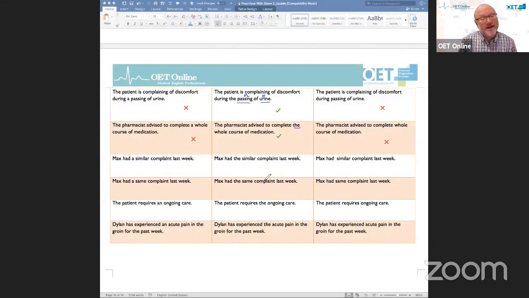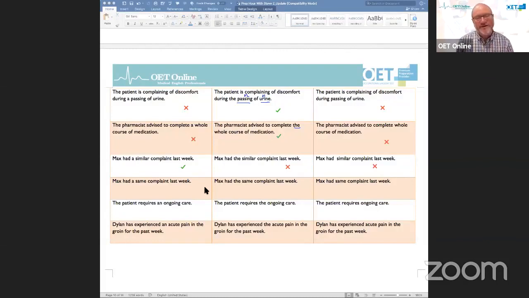Max had a similar complaint last week. Max had the similar complaint last week, or Max had similar complaint. Well, again, in this one, I'll show you. Complaint is countable to start with. You could have multiple complaints. But we can't say the similar because it's not the same. So if it's similar, it hasn't been mentioned before. This complaint hasn't happened before. It's similar. There has been a complaint, but not a similar one. So we're going to say a.